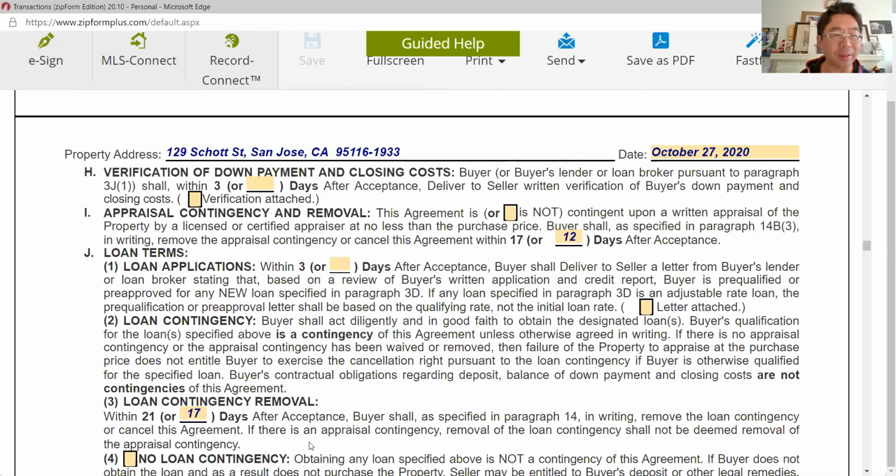I don't like them to set up the time on Thursday or Friday, because then you're not going to get it until Monday or Tuesday. I see.